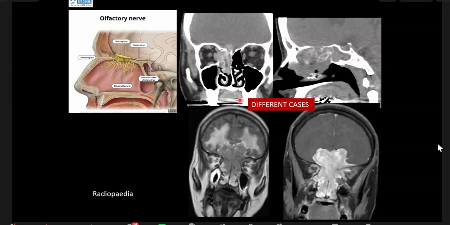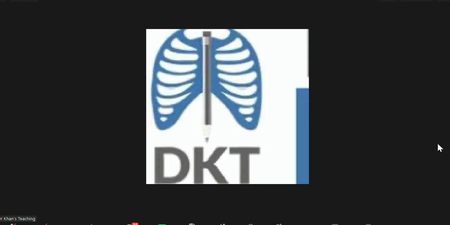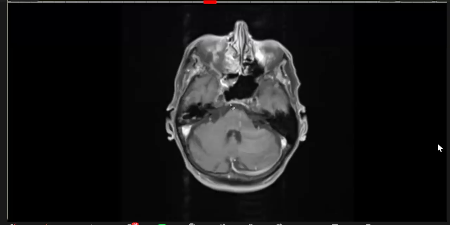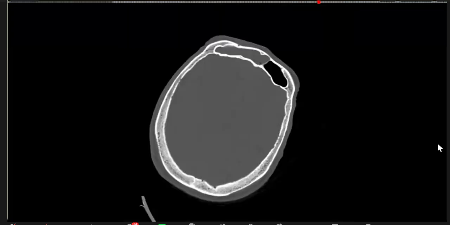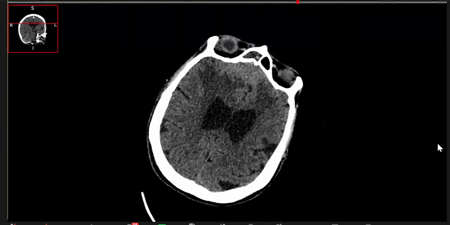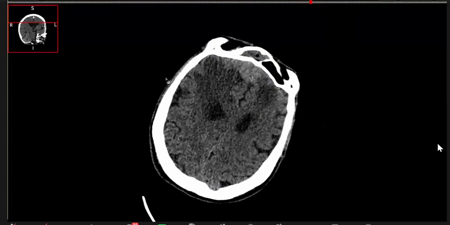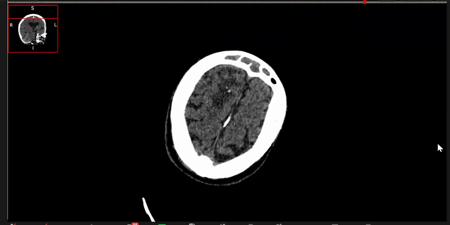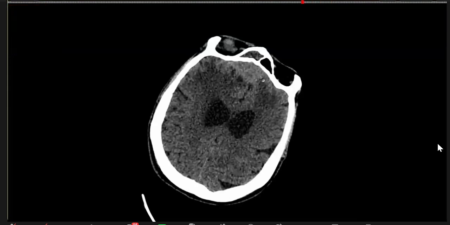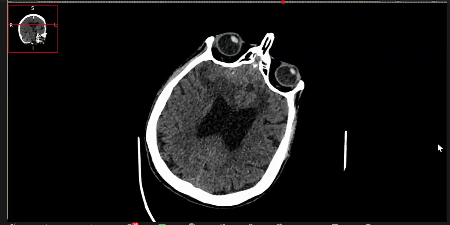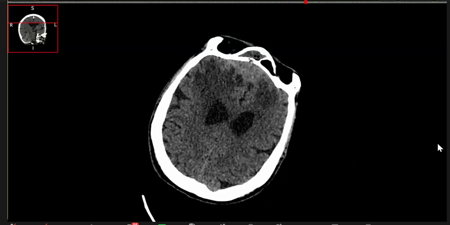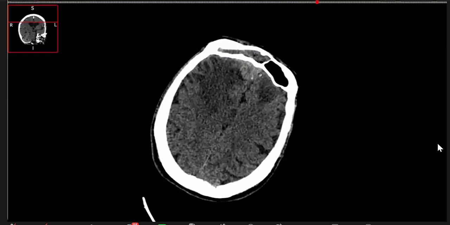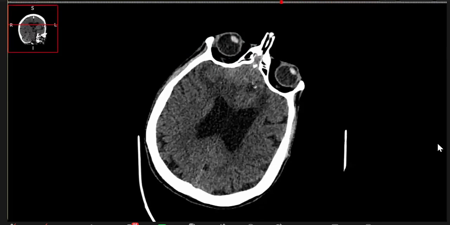So let me go through the case. On the usual window, retrospectively speaking, if you see, there was this low density, and there is a bit of high density here, right? Look at the sinus, there is a bit of high density, which might be because of chronic changes, but there is a bit of high density.